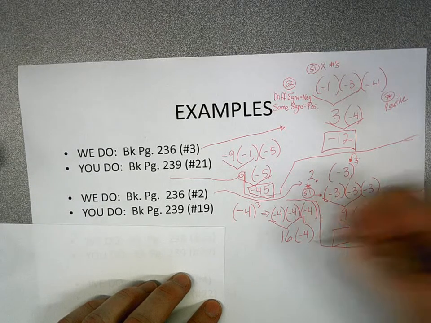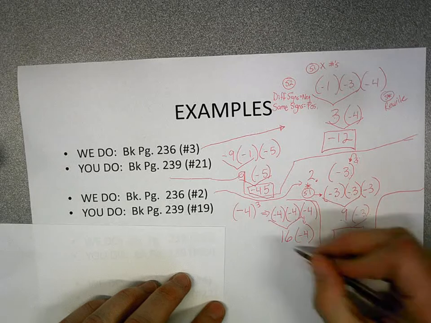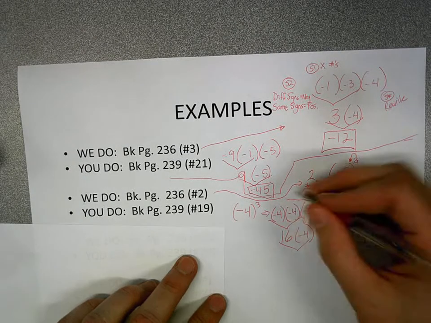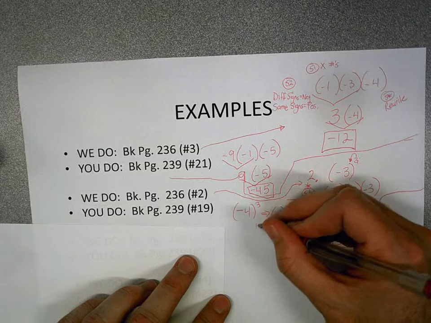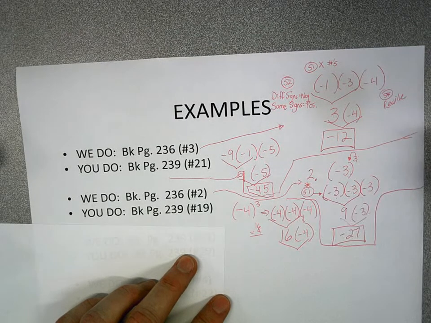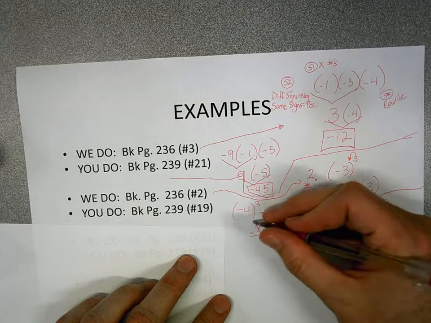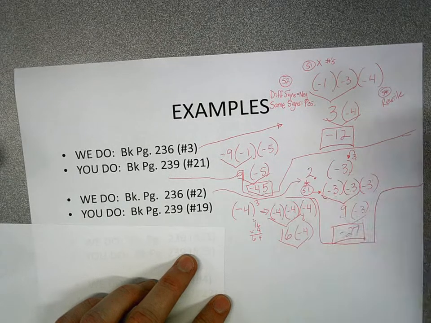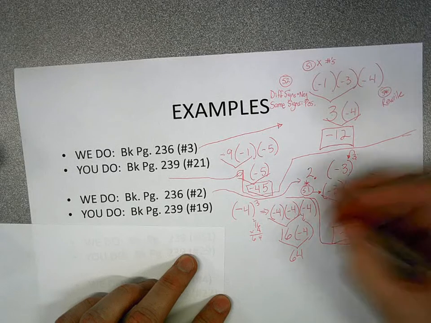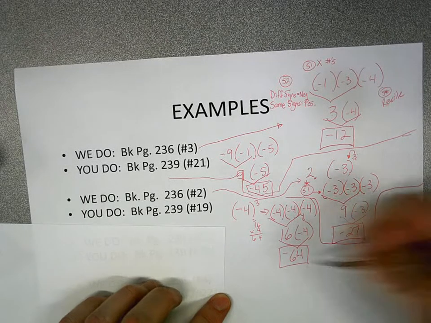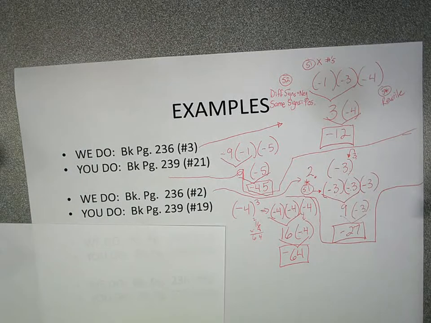I rewrite my problem. Ignore the signs. 16 times 4. Now, some of us might be able to do that in our heads. Others of us, it's a scratch paper problem, meaning you just find a blank spot on your paper and solve it. So 4 times 6 is 24, and then 4 times 1 is 4, plus 2 is 6, so 64. Okay, and then we have different signs, right? So our answer is a negative 64. All right, so that's number 19.